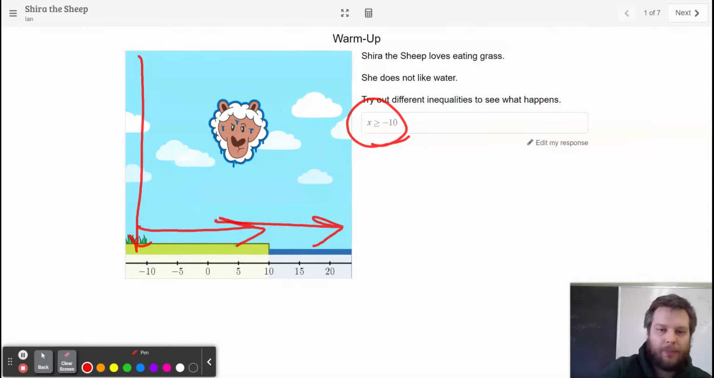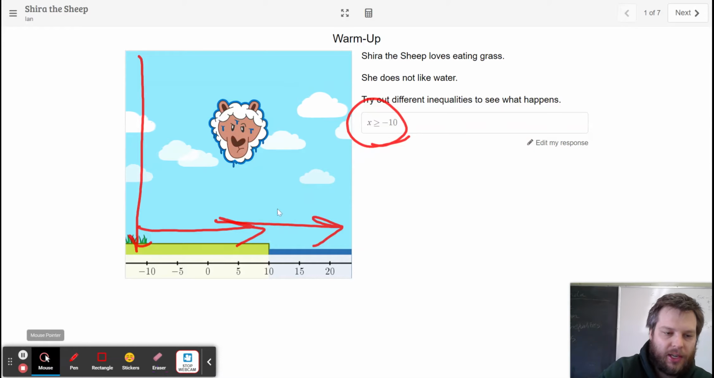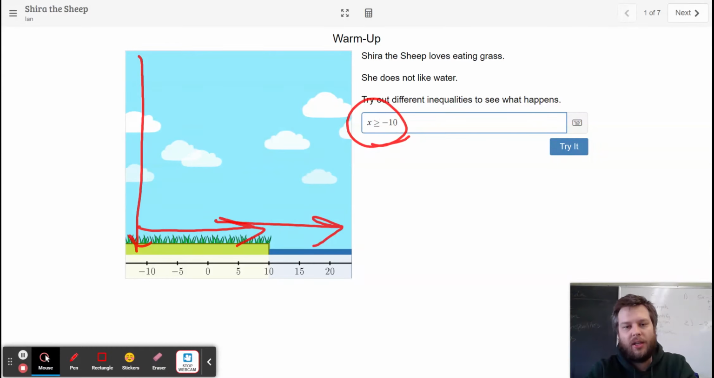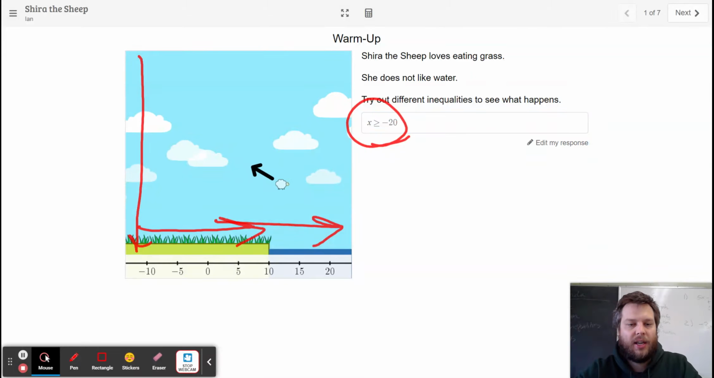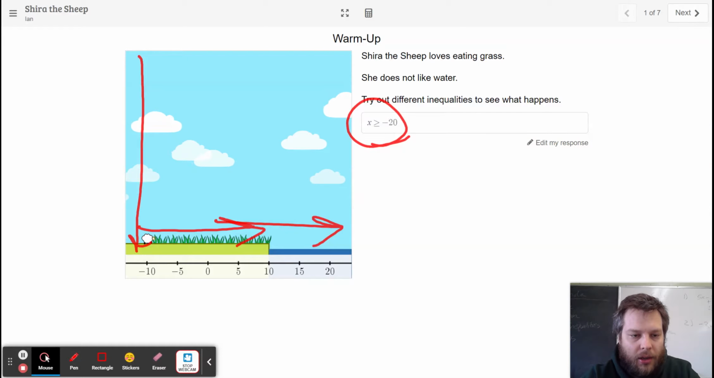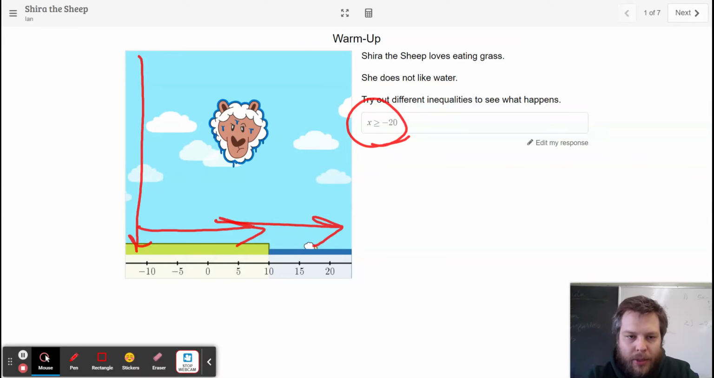I saw many people trying out all kinds of creative inequalities and really getting frustrated with the idea that, oh, I can put it at negative 20, and now the sheep will hit the ground way to the left, but that sheep will move to the right. So when we have an inequality, the number is the landing place for Shira, but the direction that Shira walks is the direction of the inequality.